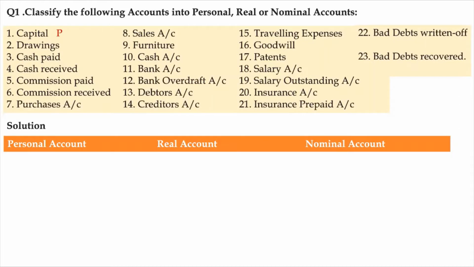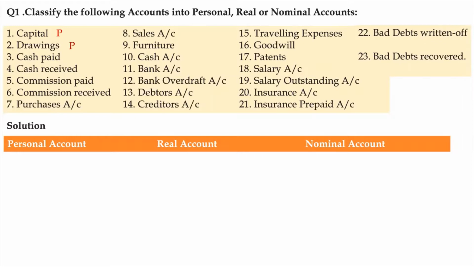Now the second one is drawing. Drawing is the amount that an owner withdraws from the business. So it will also be the personal account. We'll write P in front of it.